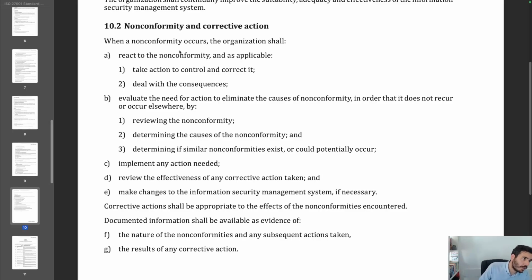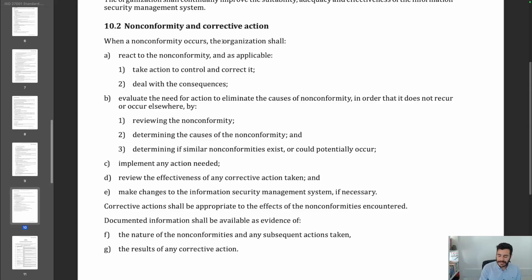When a nonconformity occurs, the organization shall react to the nonconformity and, as applicable, take action to control and correct it, and deal with the consequences. It shall evaluate the need for action to eliminate the causes of the nonconformity, in order that it does not recur or occur anywhere else, by reviewing the nonconformity, determining the root cause, and determining if similar nonconformities exist or could potentially occur.